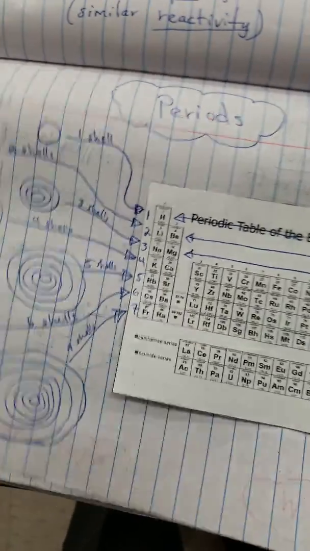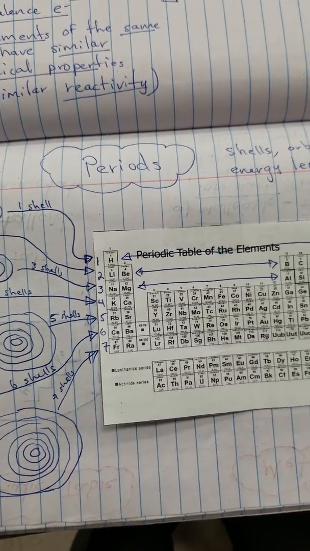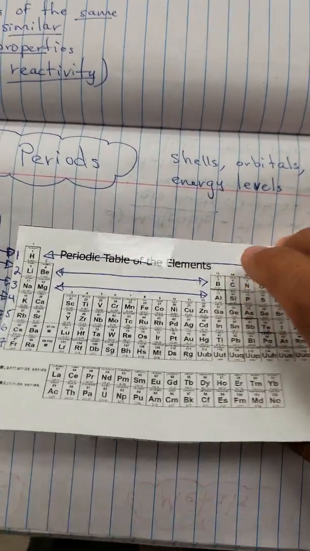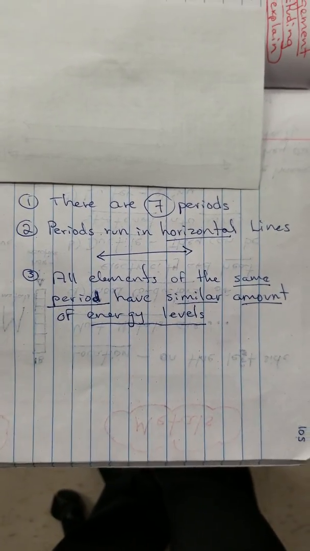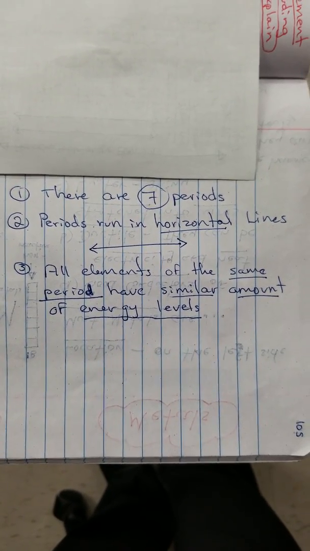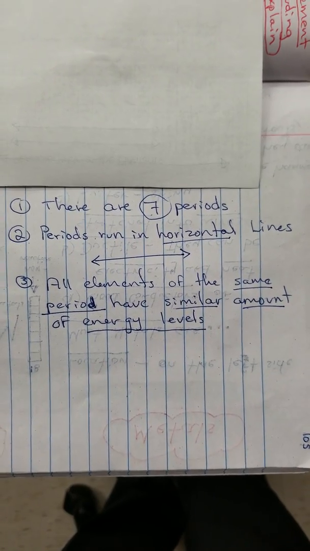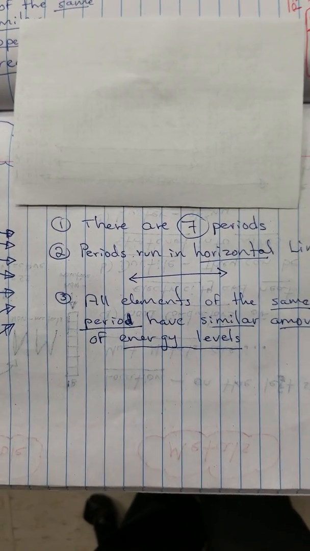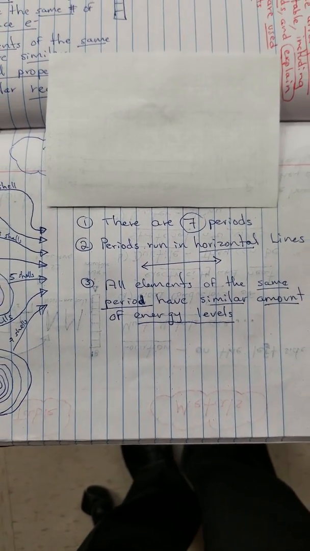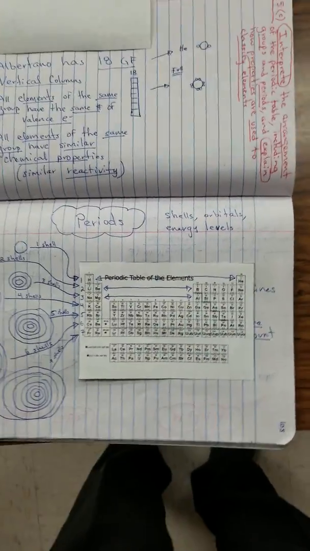Right? So that's it. I'm going to make another video explaining the rest of the stuff. But first, let's go over this. There are 7 periods on every periodic table. Periods run in horizontal lines. All elements of the same period have a similar amount of energy levels. So that's it. All right, that's it for these 2 pages. Remember, the page numbers might be a little bit different, so keep that in mind.